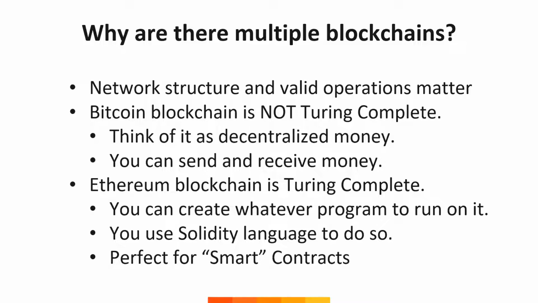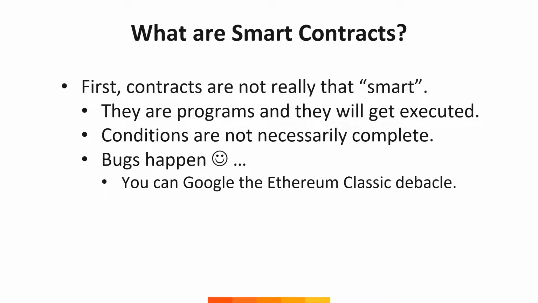For doing this, you use, for instance, the Solidity language, and because of this ability to design and execute anything you can think of, it's perfect for smart contracts. The reason I say smart in quotes is that they are not really that smart. They're essentially programs, and you know what happens with programs. Programs will execute exactly what you say they need to execute, and conditions are not necessarily complete. So you essentially create loopholes.